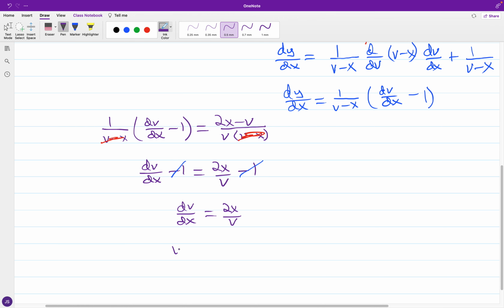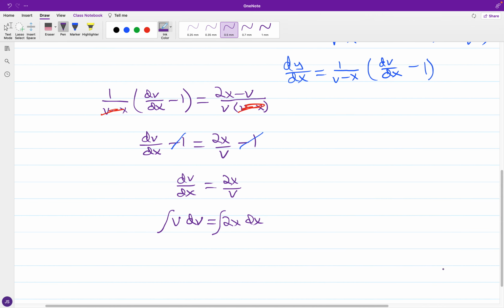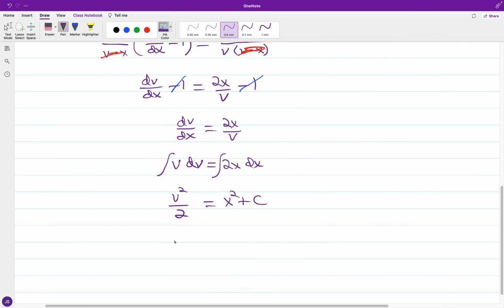Now I can separate the variables, so I have v dv is equal to 2x dx. Integrating both sides, I have 1/2 of v squared is equal to x squared followed by the constant. Isolating v squared, v squared is equal to 2x squared, and you can say plus c or 2c, I'm just going to use the letter alpha.